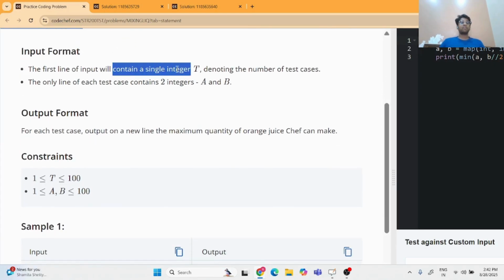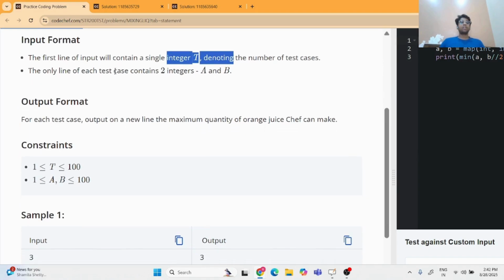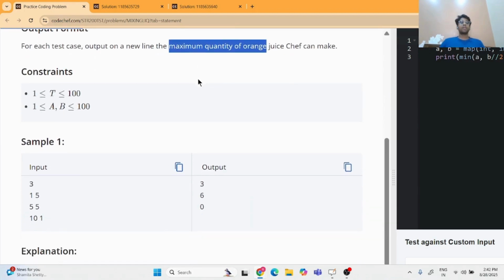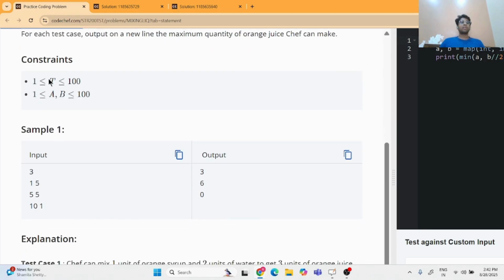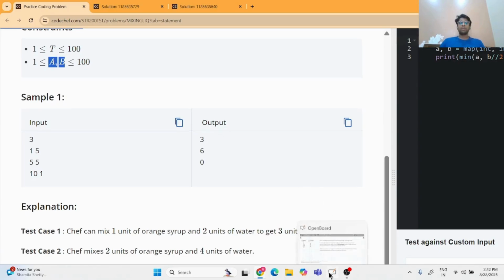Input format. The first line of input will contain a single integer T, denoting the number of test cases. The only line of each test case contains two integers A and B. Output format. For each test case, output on a new line the maximum quantity of orange juice Chef can make. Constraints: T lies from 1 to 100, for A, B lies from 1 to 100. So guys, now let's understand the sample test case and the question more precisely over here.